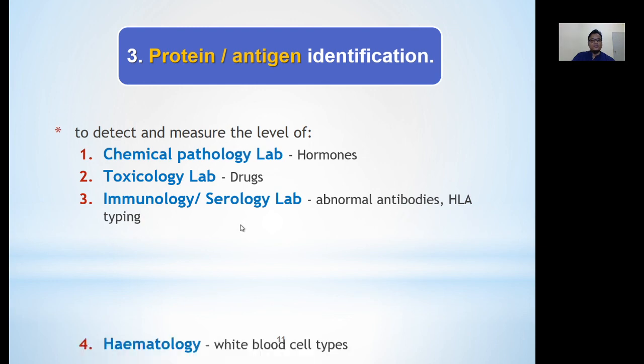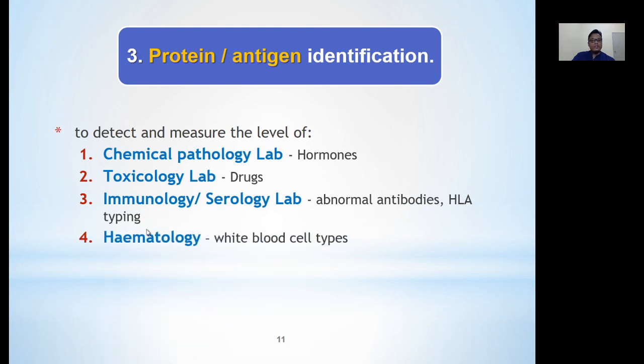serological test. And in hematology lab, we can differentiate the white blood cell types, because if we look under the microscope, they look really similar. So by using immunoassays, we can specifically determine their type. For example, we can detect plasma cells, B cells, T cells by using immunoassays.